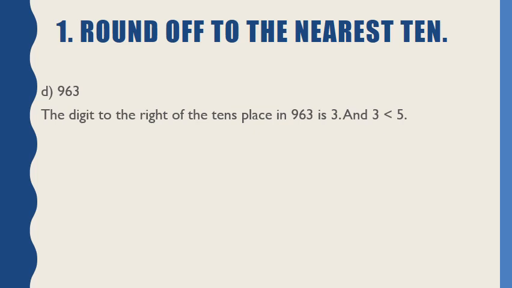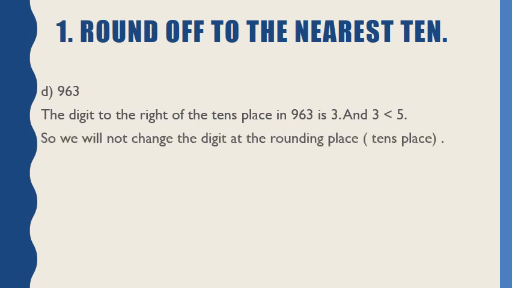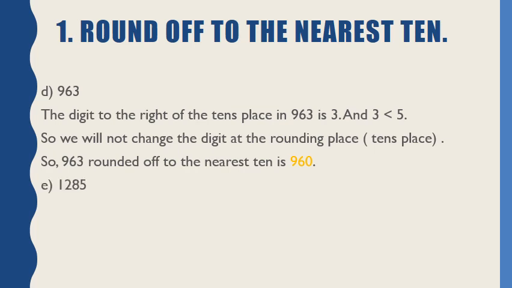So children, the digit to the right of the tens place in 963 is 3, and 3 is less than 5. So what are we going to do? Well, we will not change the digit at the rounding place, that is the tens place, and the digit at the rounding place is 6. It will remain 6. We will not change it. So 963 rounded off to the nearest 10 is 960. Now let's come to the E part.